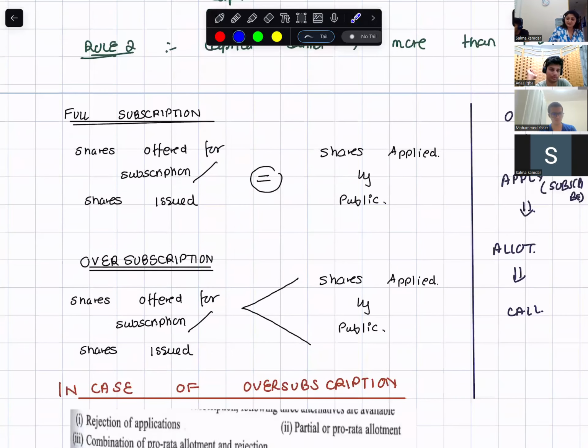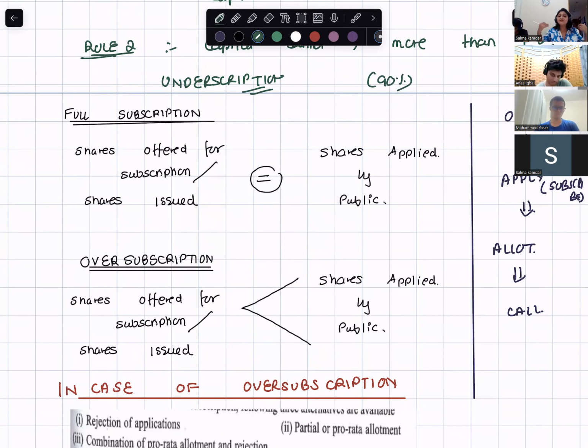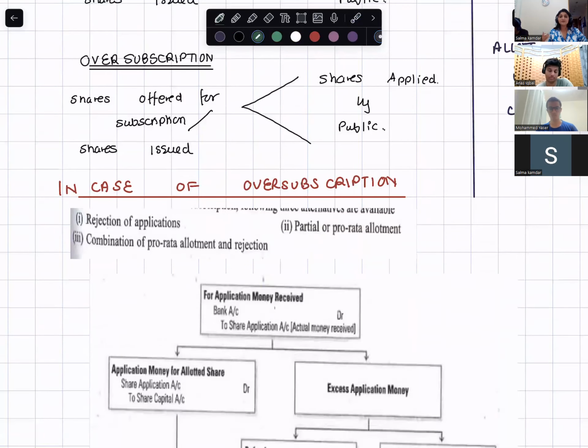If it is under subscription, then you have to see if the subscription is less than 90%, and then you refund the entire application money. So I say bank debit, application credit. If the money received is for less than 90% of the shares, refund. And when I refund, I will just reverse the entry. No problem.